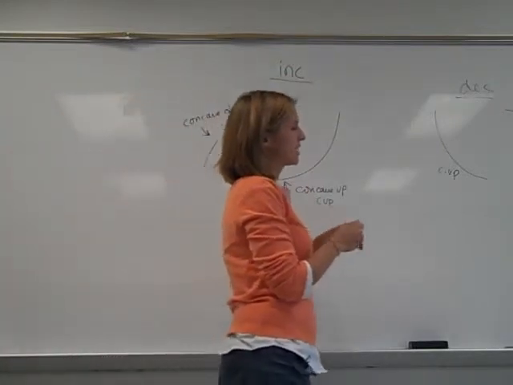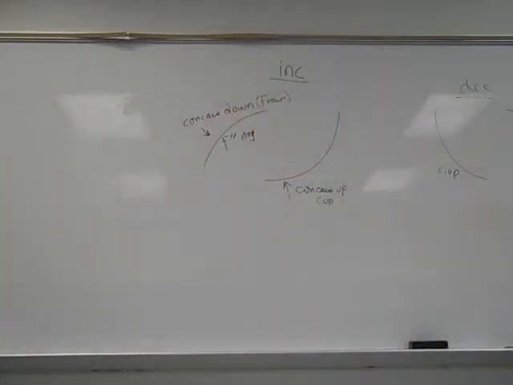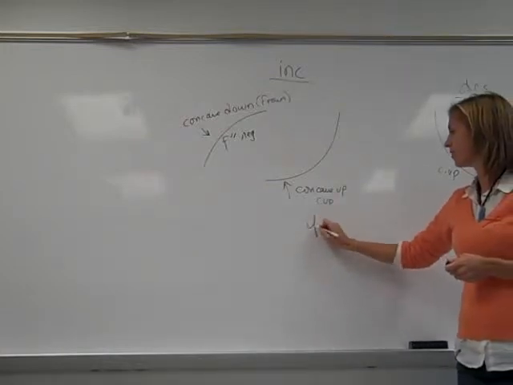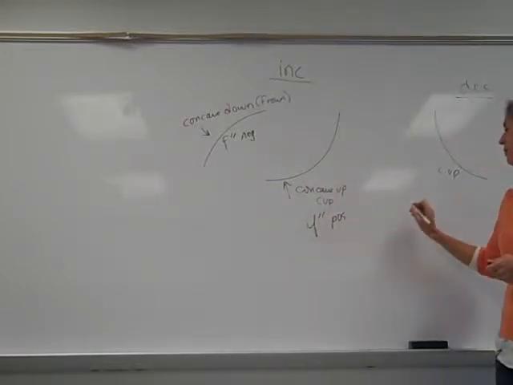So this has a second derivative that's negative, and so does this, and so does this. So if something is concave down, the second derivative will be negative. And if something is concave up, the second derivative will be positive.